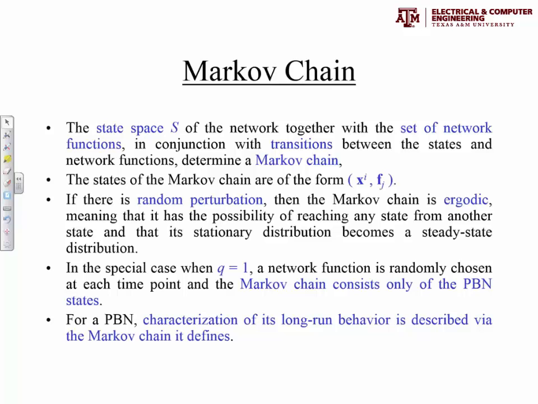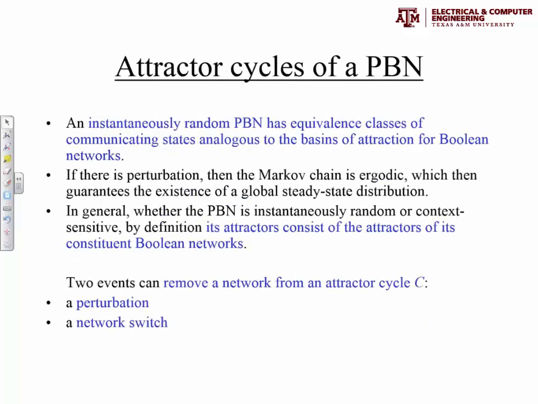Now for a PBN, the characterization of its long run behavior is described via the Markov chain that it defines, because that is a dynamical system: X at time k plus 1 is some Boolean function of the gene activity profile at time k. An instantaneously random PBN has equivalence classes of communicating states analogous to the basins of attraction for Boolean networks. If there is perturbation, then the Markov chain becomes ergodic, which will guarantee the existence of a global steady state distribution. So in general, whether the PBN is instantaneously random or context sensitive, by definition its attractors consist of the attractors of its constituent Boolean networks.